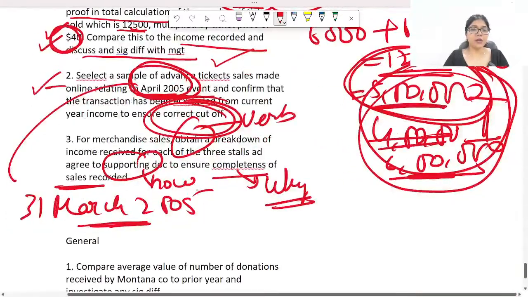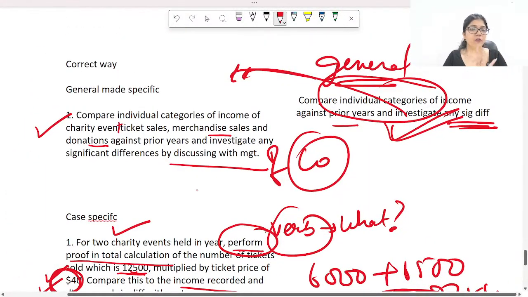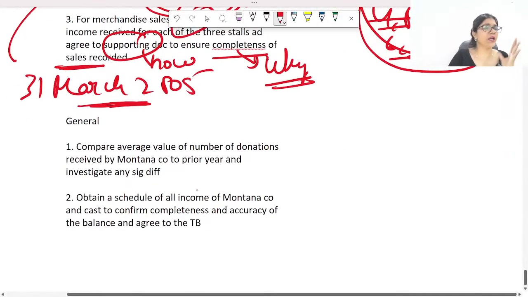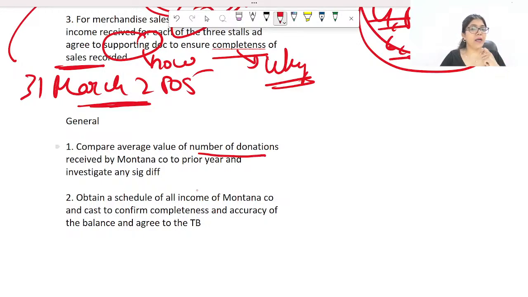Okay. Now we have written 4. 4 substantive procedures are done for a 5 marker. Now we can move ahead with our general substantive procedures that compare average value of the number of donations which we are receiving by Montana. So I have written the company name. So this is purely general, but I have used the company name over here as well. So do not just write a generic line, but you can again include the question name at least, so that it becomes a little related to the case scenario.